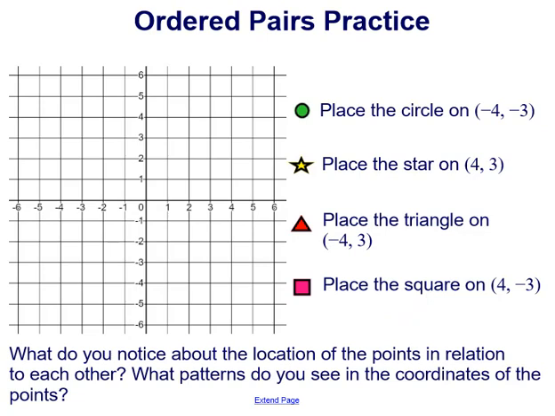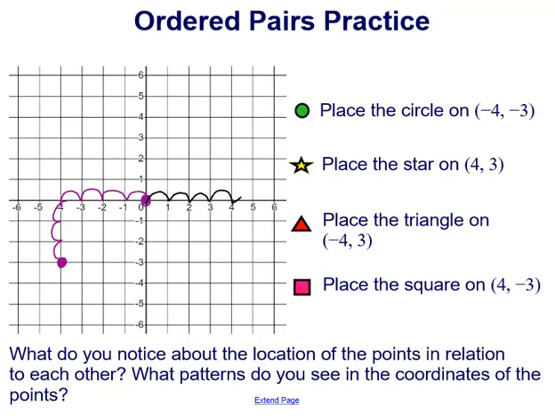Now let's take a look at these. So first we have place the circle on -4, -3. So let's mark our origin. There's 0, 0. So -4, -3 tells us to go to the left 4 and to go down 3. So that's where we would put our green circle. Then it says to place the star on 4, 3. So we would have our star on, starting from the origin, that tells us to go right 1, 2, 3, 4.